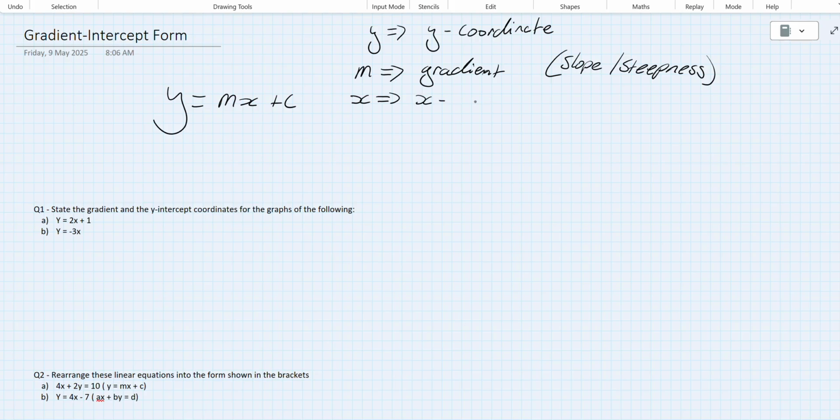X is the x coordinate, and c is the y-intercept, so the point at which our line intercepts the y-axis. The types of questions we're going to do here are being able to identify the gradient and then the y-intercept coordinates according to the equation. We're going to look at how we can rearrange these equations to be able to use them in gradient intercept form. And we'll also look at how we can use them to graph quickly.